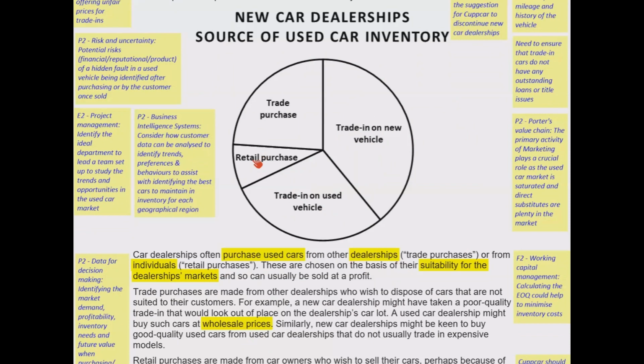Retail purchases is where a dealership would just buy a car off a consumer, an individual, without selling them another car. They just would buy a car off them, a used car. And trade purchases, about 1/4 of the sourcing of used cars. And that's coming from when the dealership would buy from another company that deals in used cars.